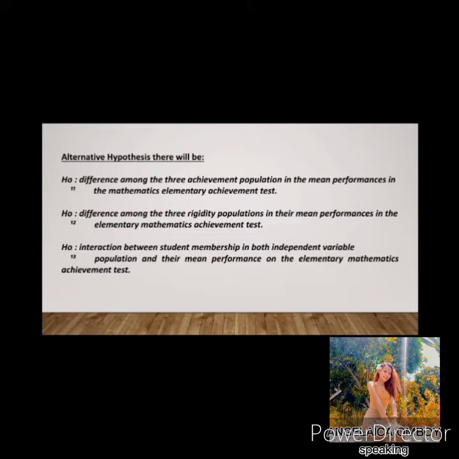Alternative hypothesis, there will be a difference among the three achievement populations in the mean performances in the elementary mathematics achievement test. Alternative hypothesis, difference among the three rigidity populations in their mean performances in the elementary mathematics achievement test. Interaction between student membership in both independent variable populations and their mean performance in the elementary mathematics achievement test.